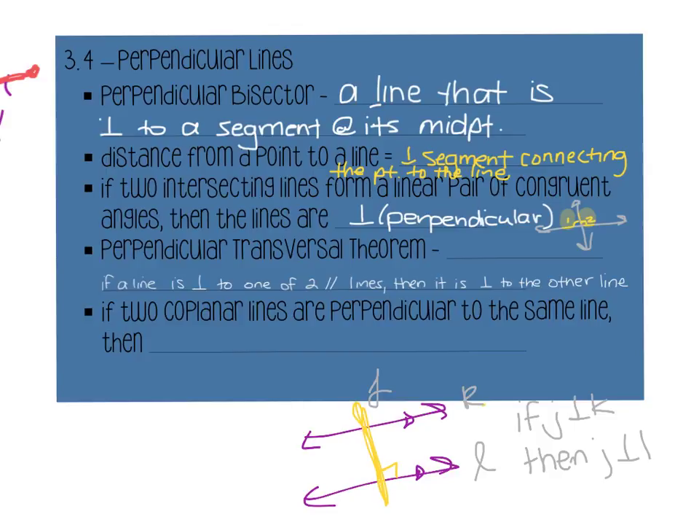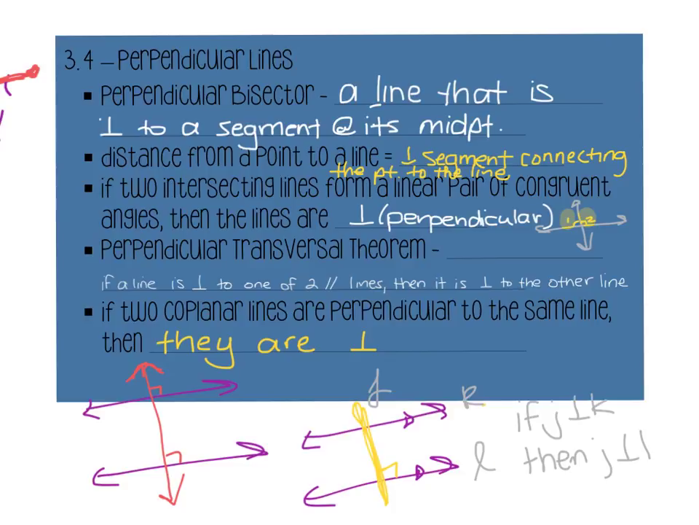And the last one says, if two coplanar lines are perpendicular to the same line, then they are parallel. So again, this time I have two lines. I don't know that they're parallel yet. But if we can say that these are each perpendicular to that red line, then I would know that they are both parallel to each other.